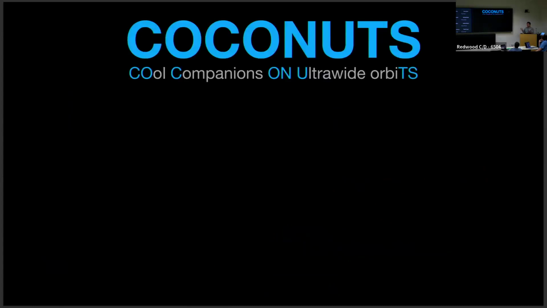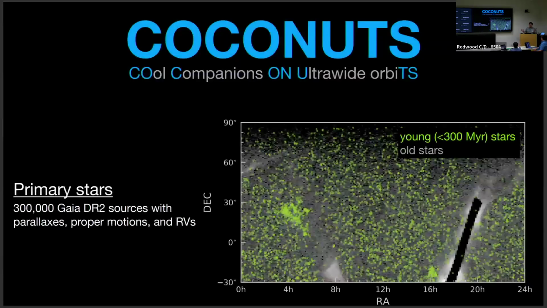In order to verify the potential of these large sky surveys, I have been leading a program called COCONUTS. The full name is Cool Companions on Ultra Wide Orbits. The goal is to make use of several existing large sky surveys like Pan-STARRS, 2MASS, UKIDSS, and ALLWISE, combine all of them together, and use photometry and proper motions to find wide orbit companions and learn what we can do with upcoming data like LSST. This program was initiated when I was in Hawaii, so that's why it got a refreshing name.